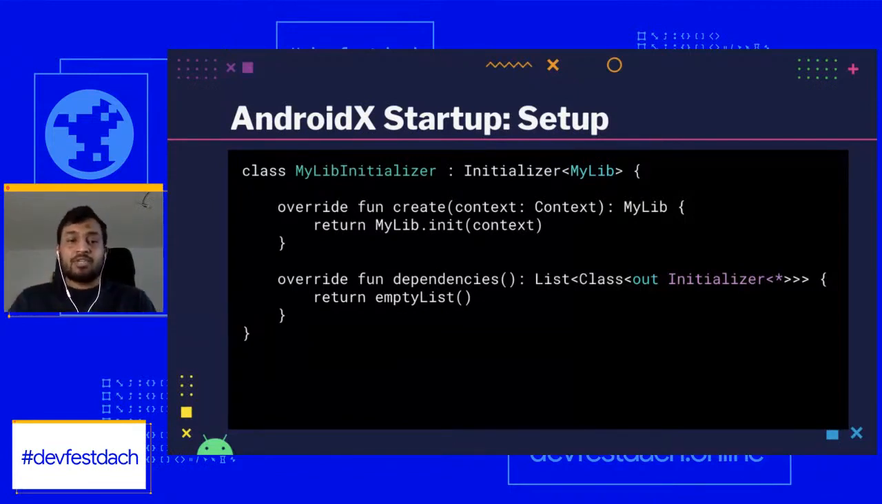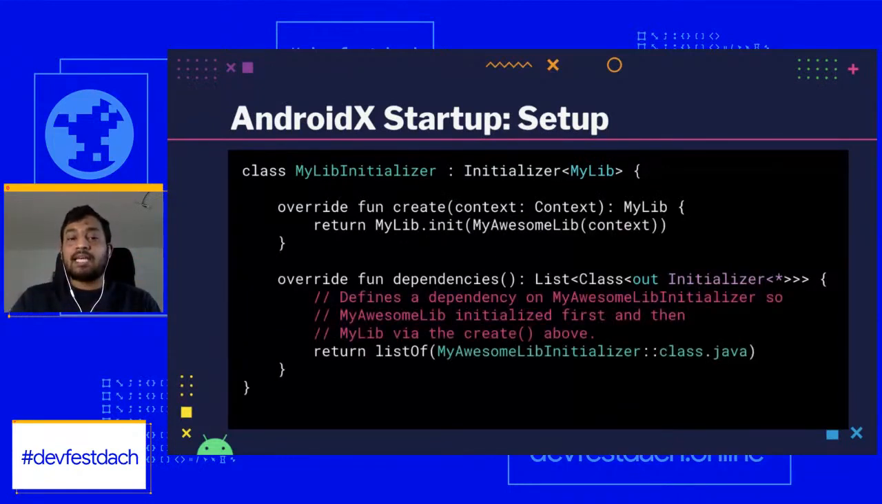Now, dependency is a unique concept that's been brought into App Startup. What it allows you to do is that if, say, for example, my lib's init function depended on my awesome lib's initialized version of another class, then that's a dependency, right? It's another library that it needs before MyLib can initialize. So that's where you define the list of other library initializers, and that's what you are doing inside your dependencies.